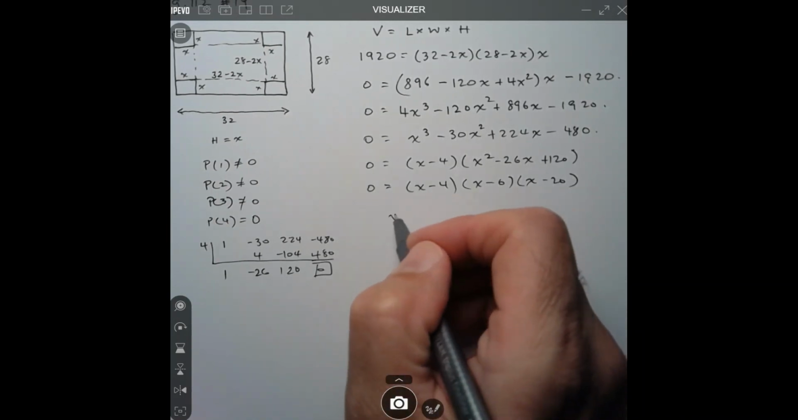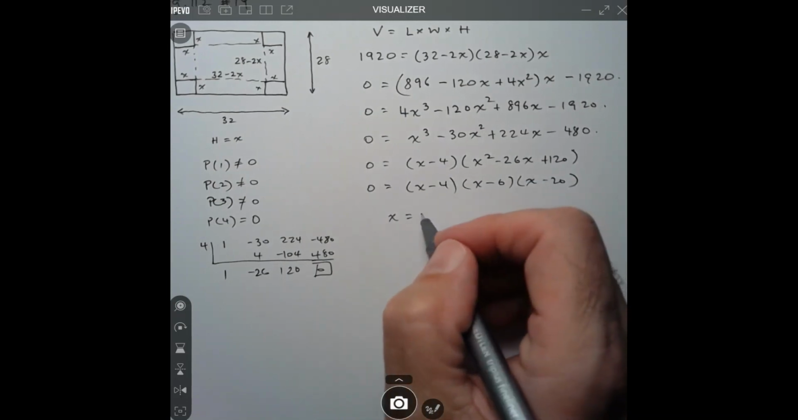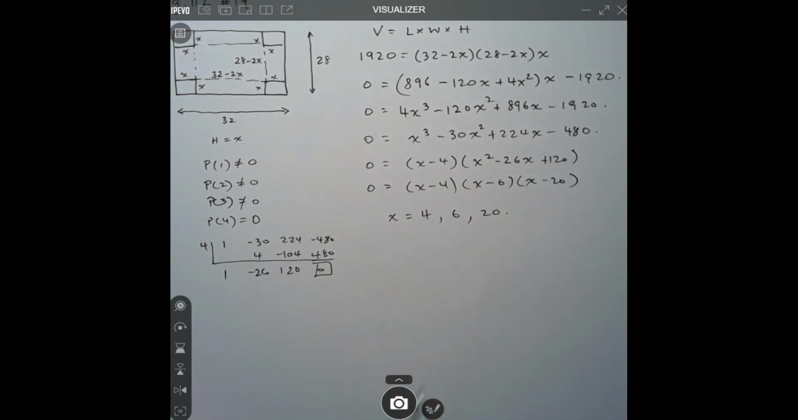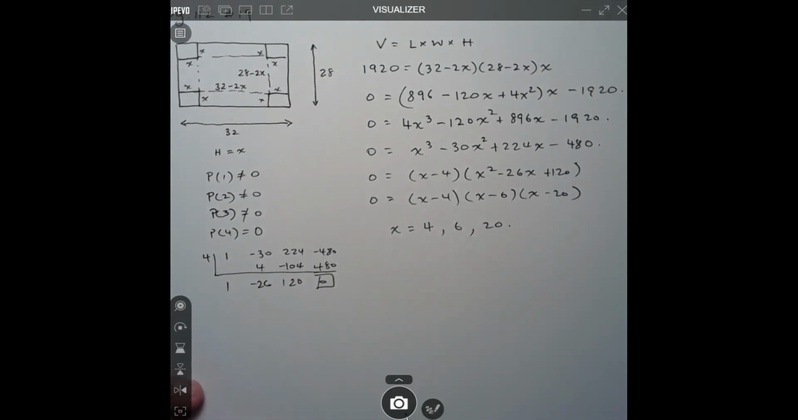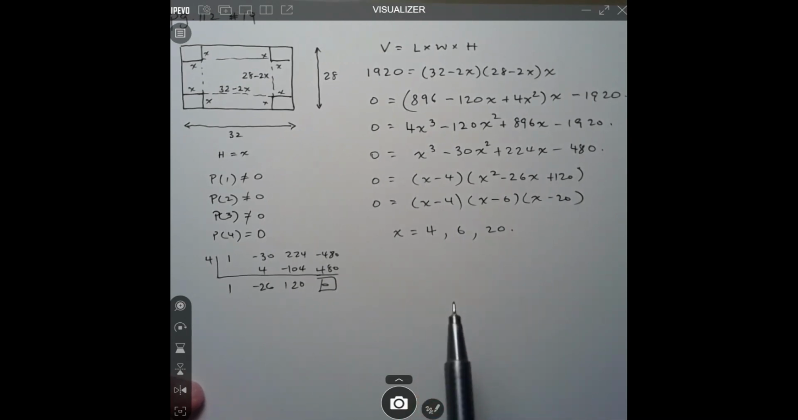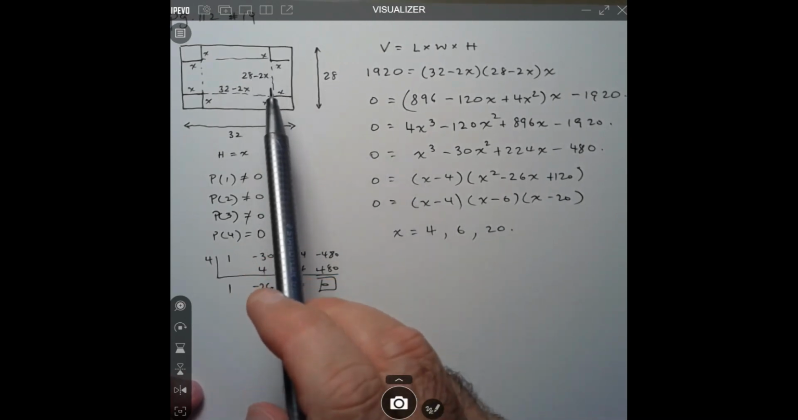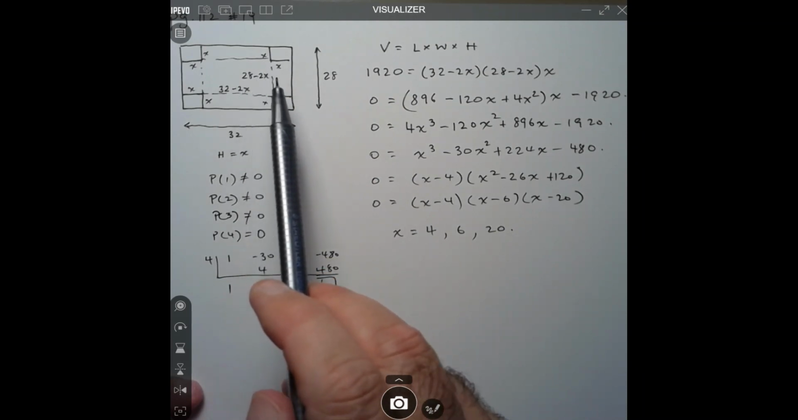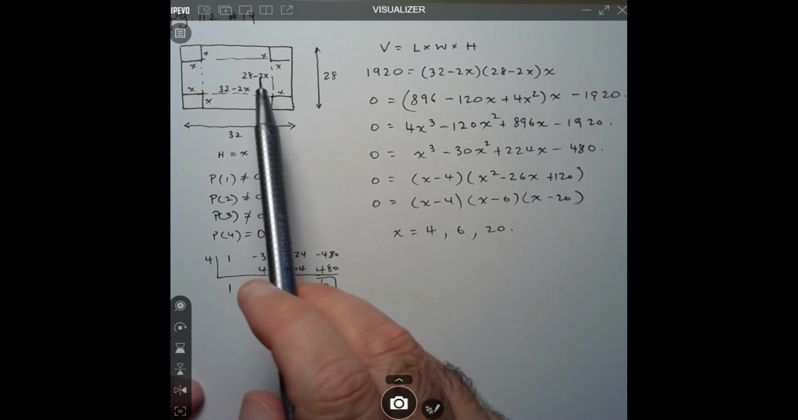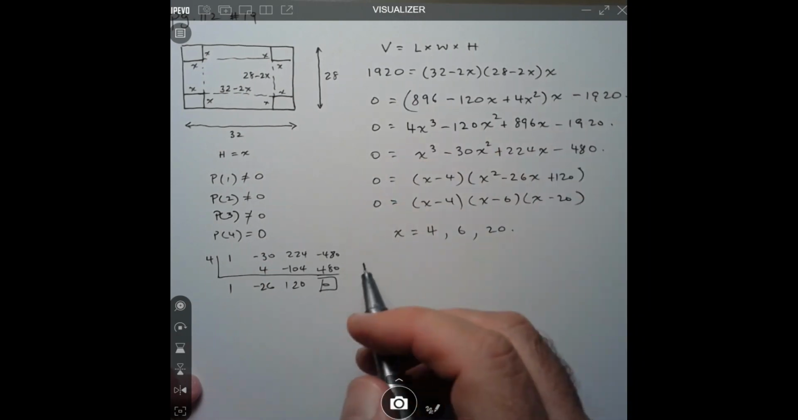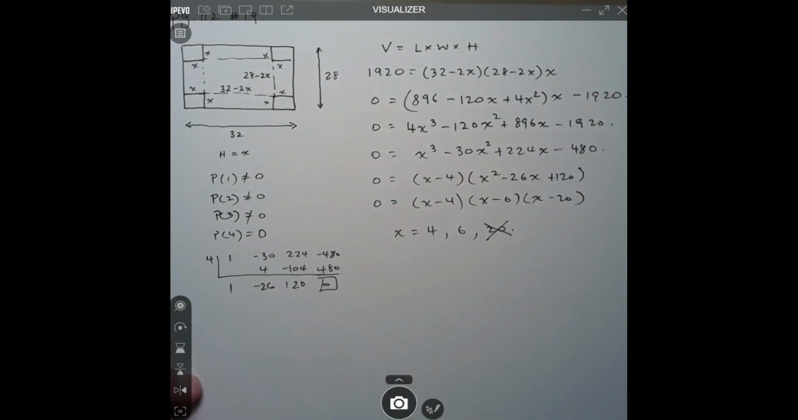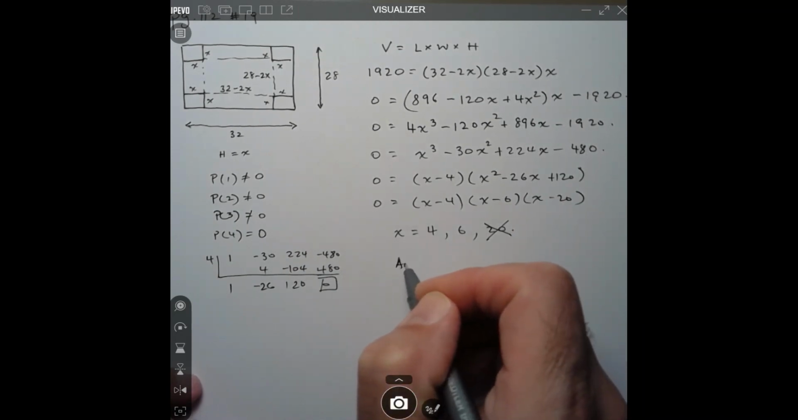And so that means x can have 3 possible values, and they're all positive. So that's good. We can have 4, we can have 6, and we can have 20. So we might think that there's 3 possible boxes that we can produce. But there's one of these that I really don't think is going to work, because look at this, width here is 28 minus 2x. 28 minus 2 times 20 is going to give me a negative number. So while 20 solves the polynomial equation, it is not a valid answer for the particular scenario I'm working with. But it looks like both 4 and 6 will work. So we've got 2 possible answers here.